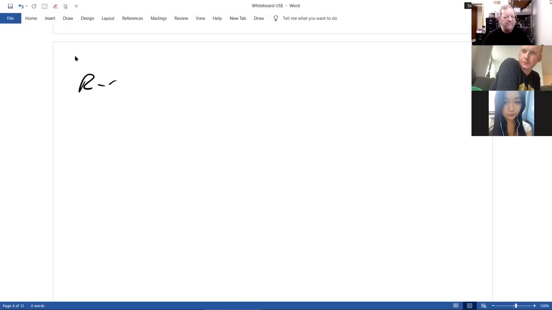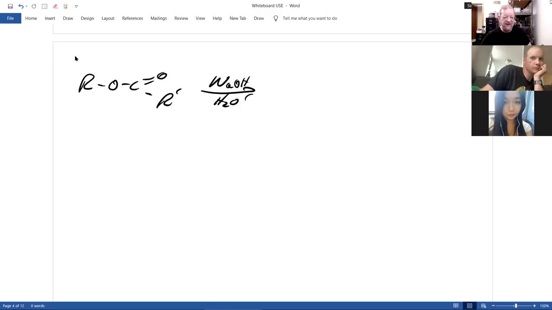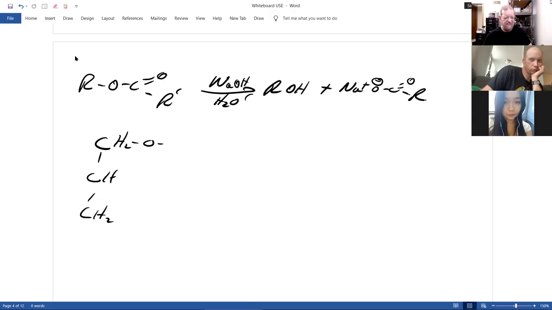Now, this is acid hydrolysis. Let me give myself more room. If I have an ester, and I'll write it backwards and react it with sodium hydroxide and water, saponification of an ester, you get back the alcohol you would have used to make that ester, plus the carboxylate anion of the carboxylic acid you would have used to make that ester.